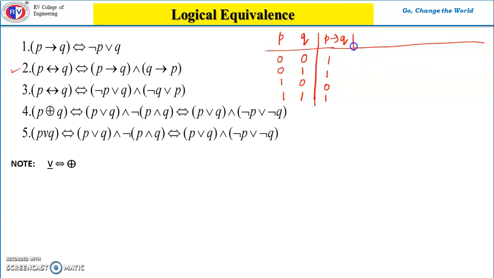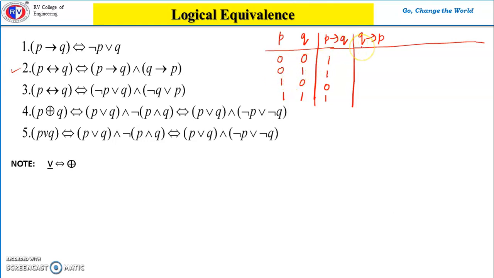Okay, and then Q implies P. So always remember P implies Q and Q implies P are not the same, because if I say P implies Q, I need to consider P first and then Q. If I say Q implies P, I need to consider Q first and then P. For example, P implies Q for 0 1 will give me 1, but for Q implies P, it will be 1 0, then it will be false.